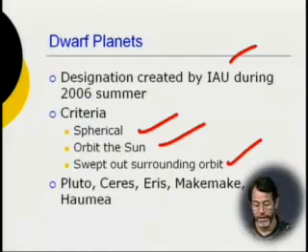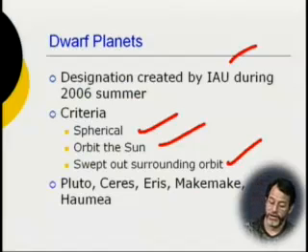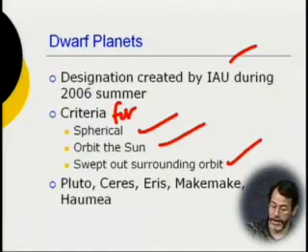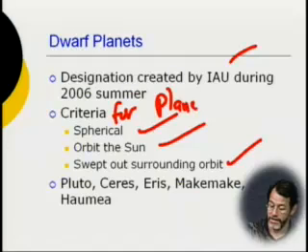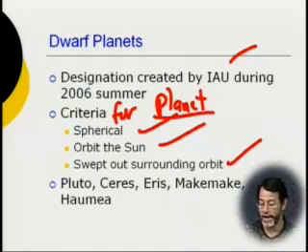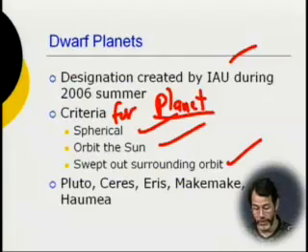So this is the criteria for a planet, by the way, for a full planet. Pluto had a problem with the third one. It was mostly spherical. It orbited the Sun, but it didn't sweep out its orbit. So in this dwarf planet category, there are now 5 entries.